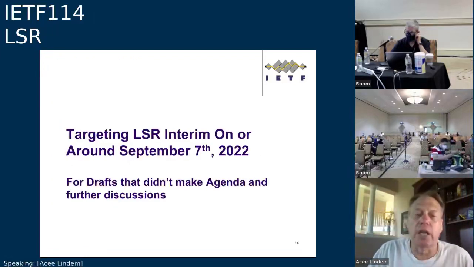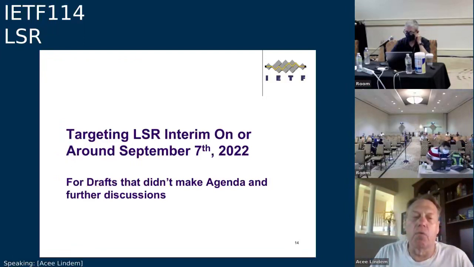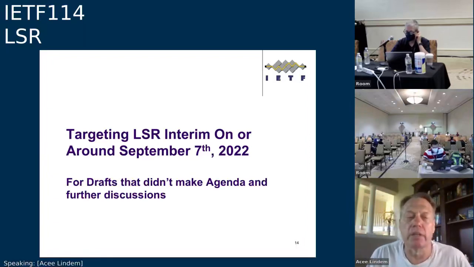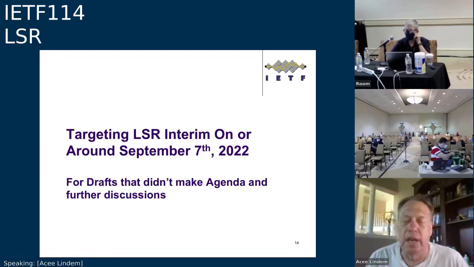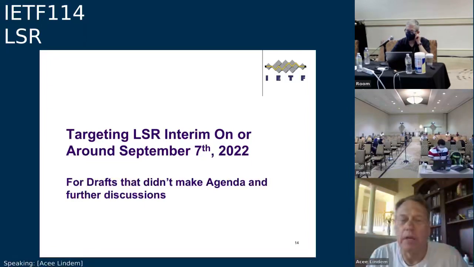Okay, we're targeting an interim around September 7th for drafts that didn't make the agenda. Now, one thing about this: we have these drafts now, and I've seen some discussion on some of them, and it looks like some may be unnecessary. So we're not going to have presentations. We're going to try and at least read these drafts, or have presentations on drafts that are definitely unnecessary. Anyway, that's the time we're targeting.